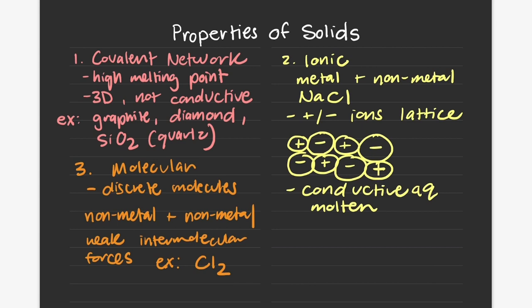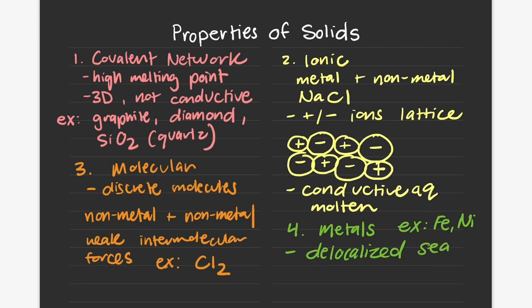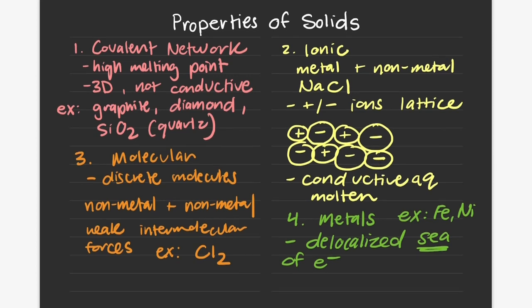Okay. And then last but not least, we have metals. So examples of metals would be iron, nickel, aluminum. Okay, and so the big thing with metals that we see is that they talk about a delocalized sea of electrons. Sea of electrons. So basically electrons are shared in that delocalized sea of electrons instead of electrons being stolen or given.